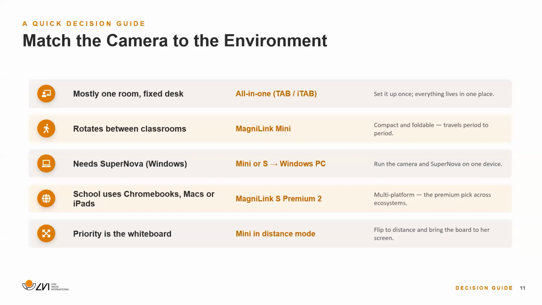And then if a priority is a whiteboard, or a priority is the student who really needs the camera mostly for distance, sure, some document reading, but mostly for distance, the Mini is an excellent, excellent device for that. Next slide.